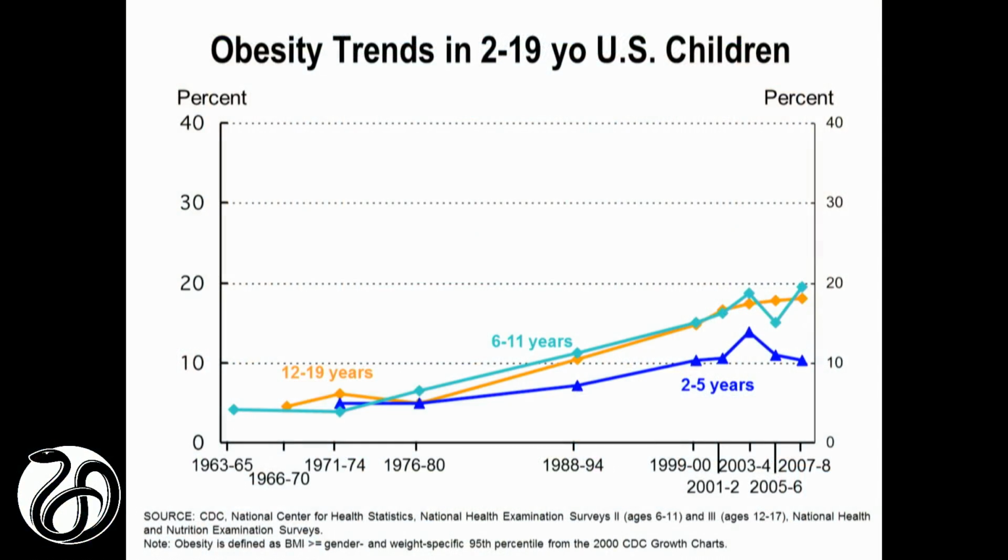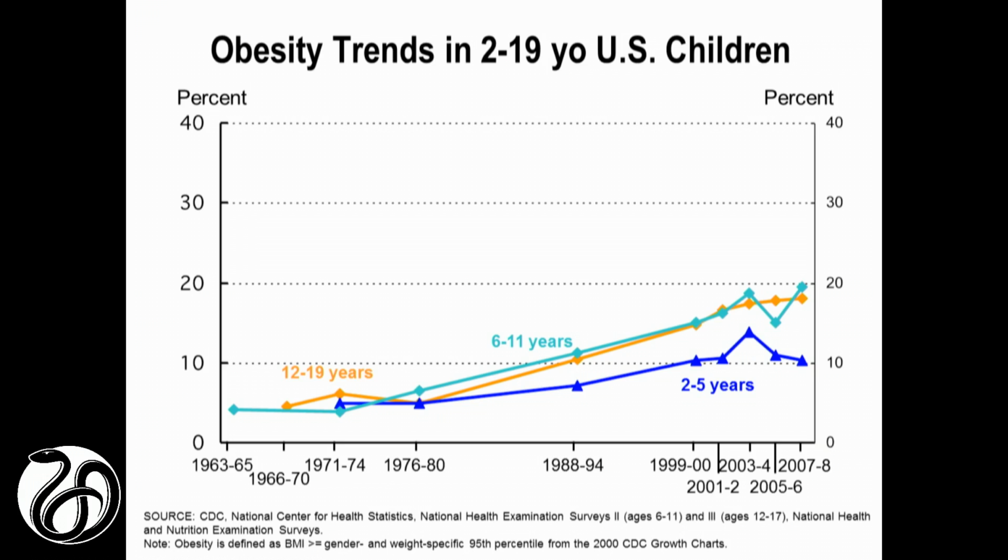U.S. children. These are nationally representative surveys with the exception of the 63 to 65 survey. And you can see that there has been a substantial increase in the prevalence of obesity beginning in 1976, 1980, or I should say between 1980 and 1988, 94. And as I said before, the standards are based on data collected before 1976, 1980. That was the date of the first NHANES survey, the second NHANES survey.